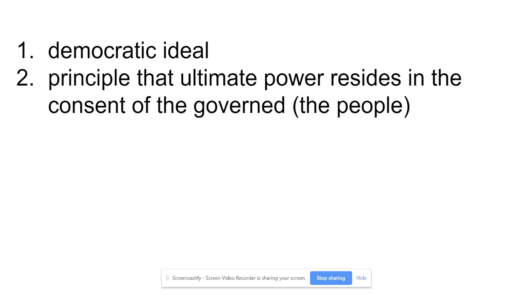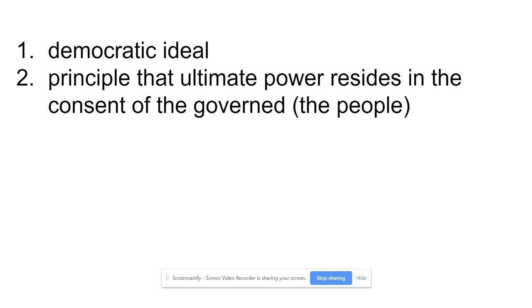Number 2, it's a principle. The ultimate power resides in the consent, meaning permission, of the people. So the people ultimately have power. Ultimate power is not in the president. If the president had ultimate power, that means the person who's president could violate our rights. The ultimate power is not in Congress, because if the ultimate power was in Congress, they could violate our rights. The ultimate power is not in the Supreme Court, although I sometimes think they are the ultimate power. But the ultimate power, ultimately, when you get right down to it, is in the people.